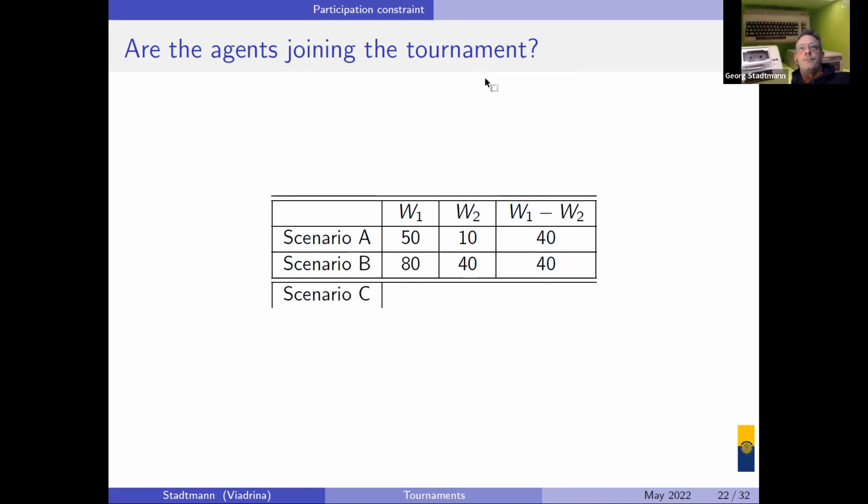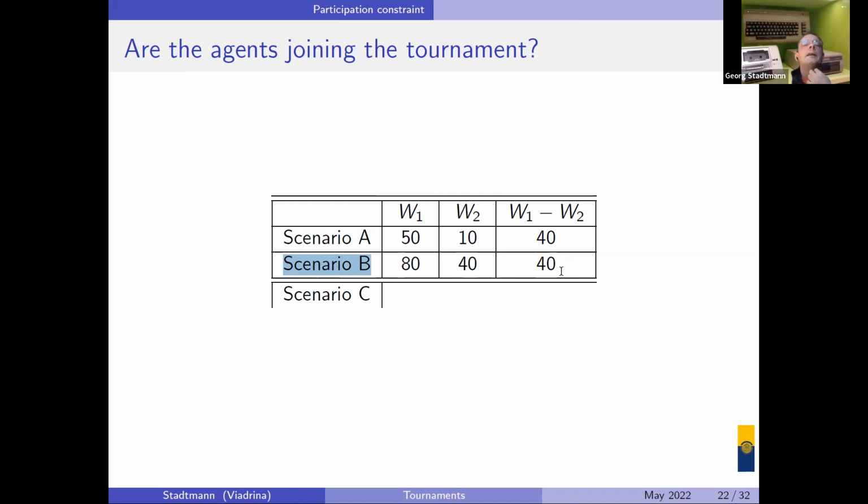Do the athletes show up at the starting line, and do they start to compete? So until now, we learned that staggering of the prize money is very important. So right now, we think that only the difference between W1 and W2 is important. And we have seen here two scenarios, scenario A and scenario B. And in both scenarios, the staggering of the prize money is equal to 40.